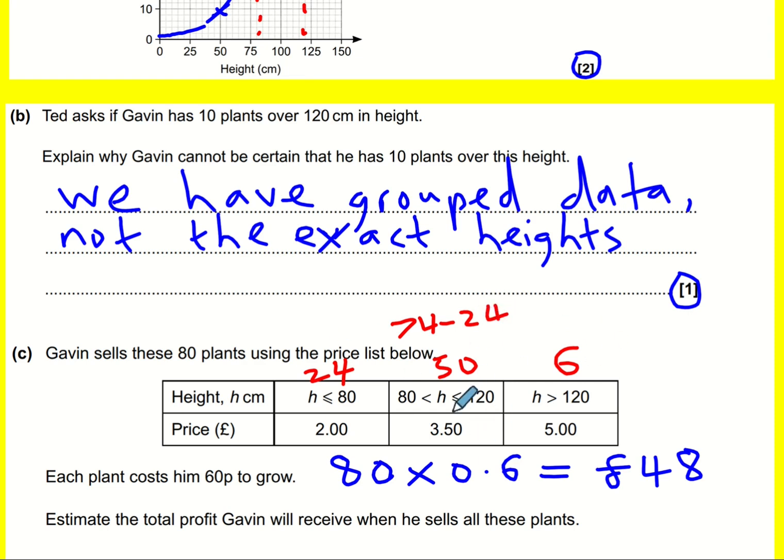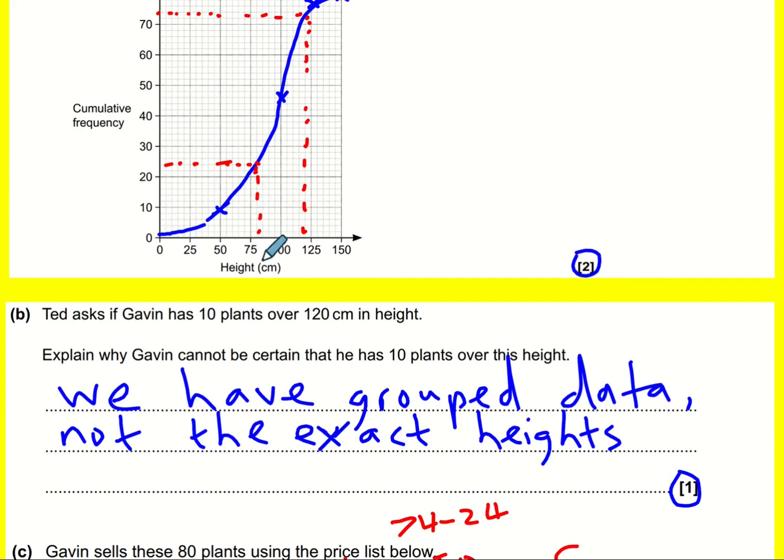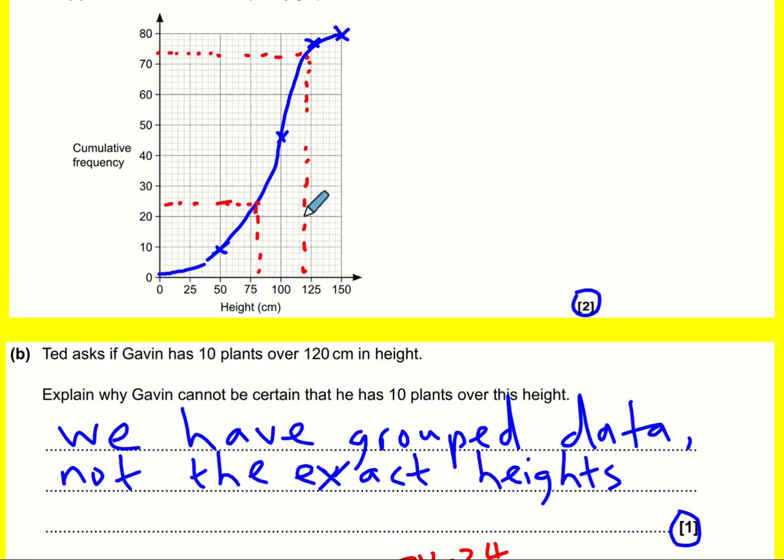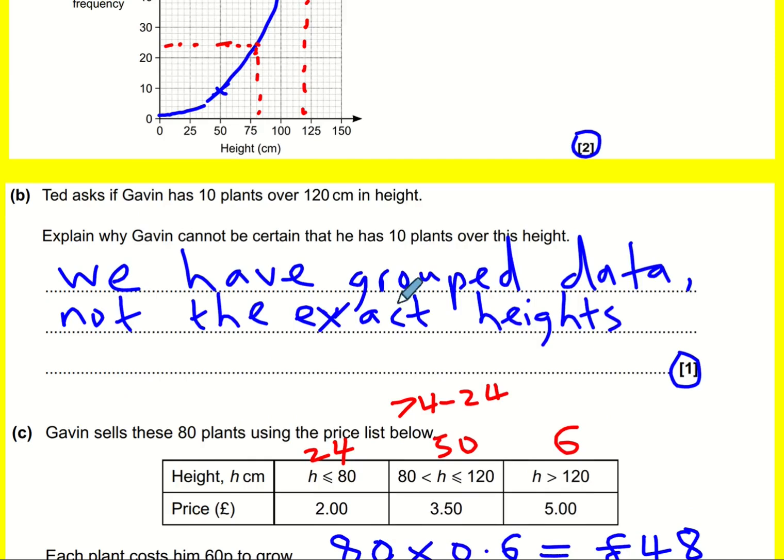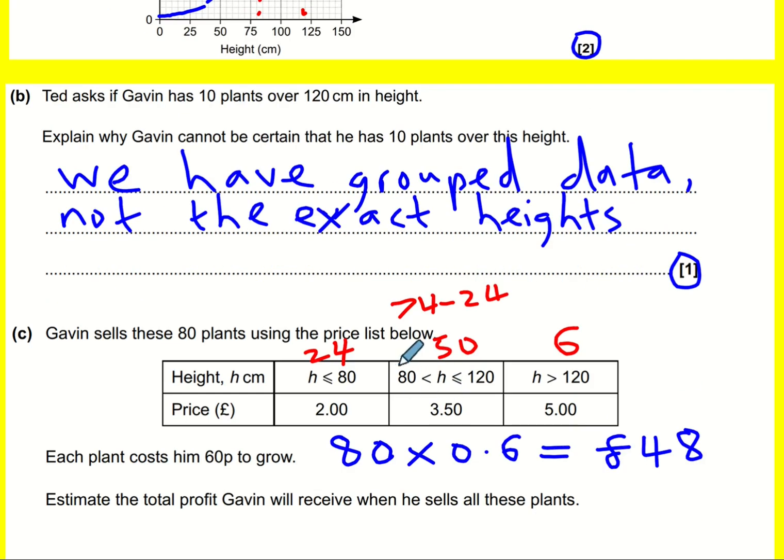Should I talk about that anymore? So I'm reading off my cumulative frequency. I found out how many are less than or equal to 80. I've gone up from 80, used my graph, read along, and I see there's 24. I've done the same again for 120, but there's 74 less than or equal to 120. But I'm only interested in 80 onwards. So I needed to minus the 24, which gave me 50. And then I just had to realize what makes up to get to 80. That's going to be 6.